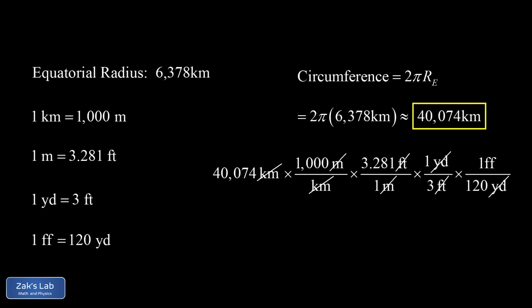Now, to run these numbers, we multiply all the numerators together, and then we divide by the product of all the denominators. Be careful to wrap that product of denominators in parentheses as you type it into a calculator. And so finally, just rounding to 4 significant digits here, we arrive at 365,200 football fields to wrap all the way around the Earth.